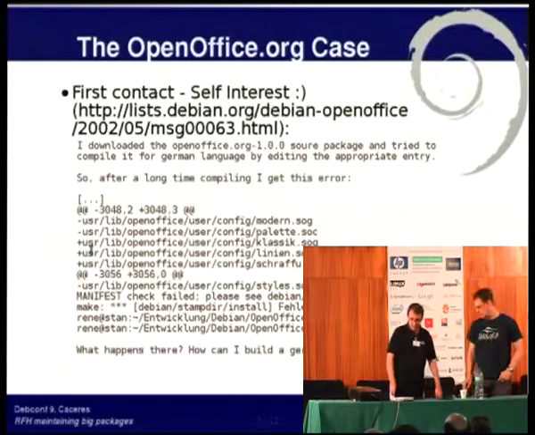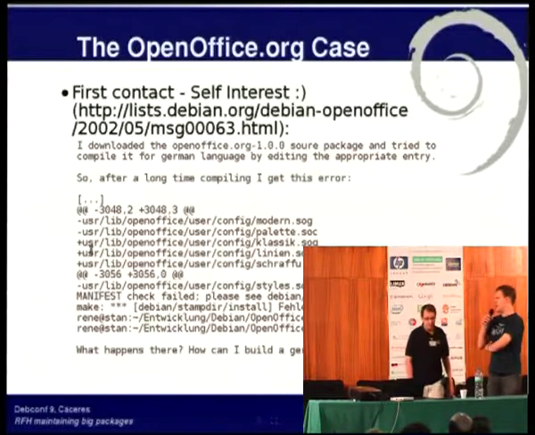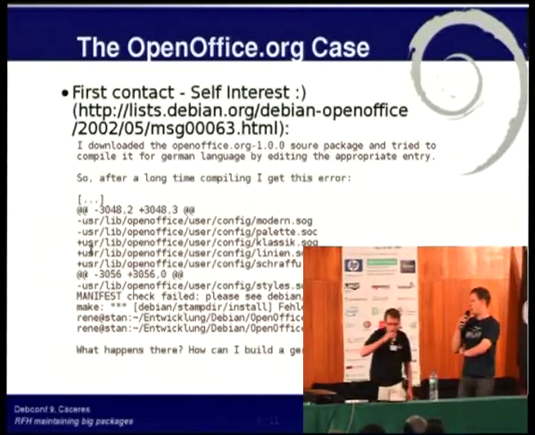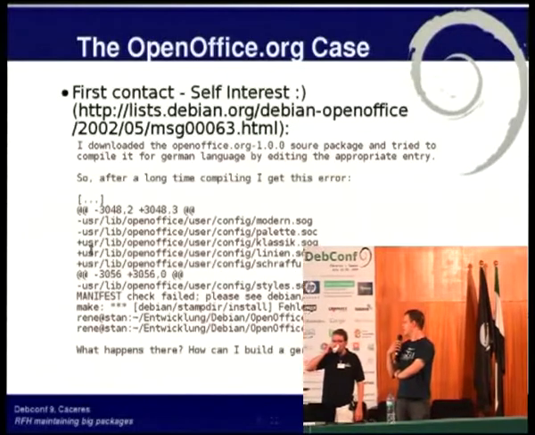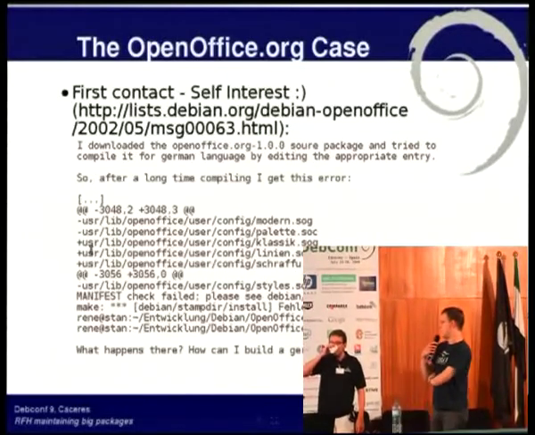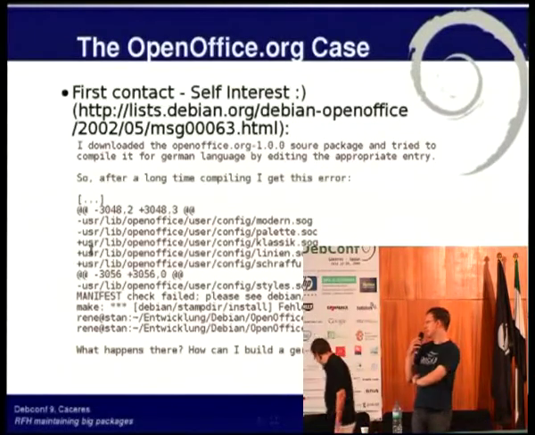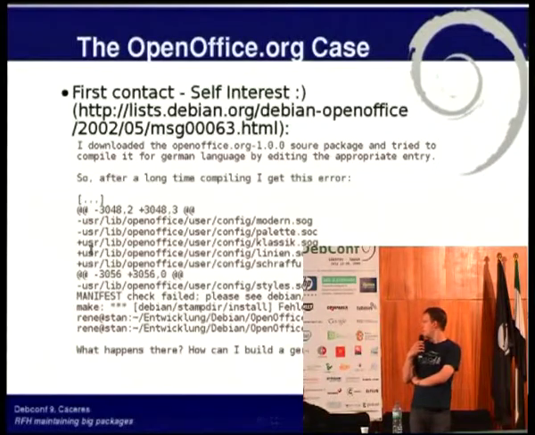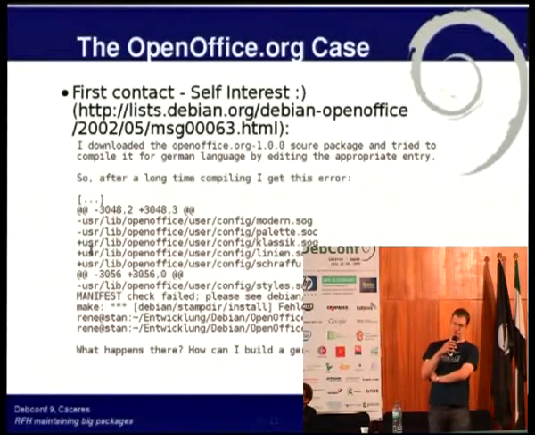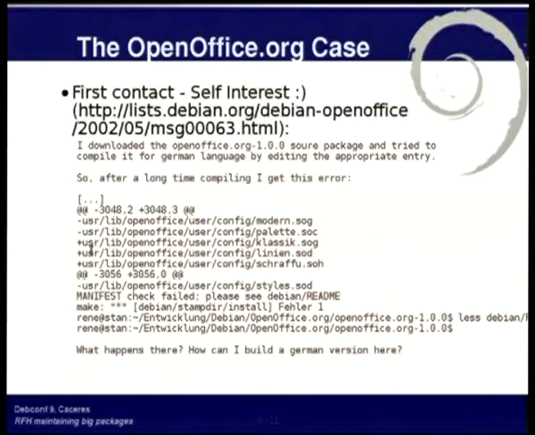So I leave it to Rene. I'm going to briefly talk about how I got involved in this package. I've looked around in the archives, and the first sign of me on some OpenOffice mailing list was in 2002, where I just tried to get the preliminary packages which were available at the time and get the German version built of it because I wanted it in German. And the build failed, as you see there. And I asked for help.